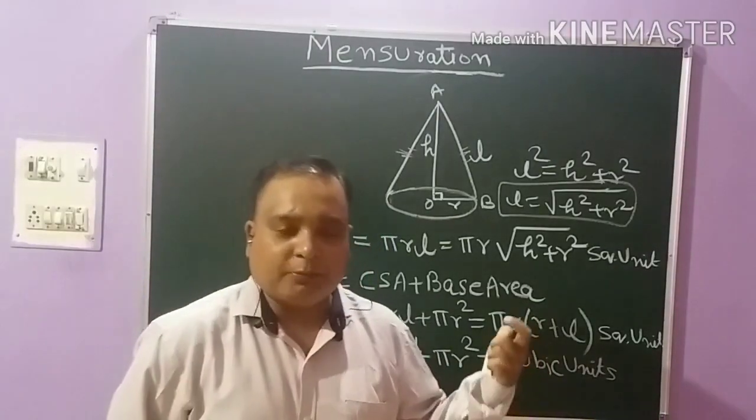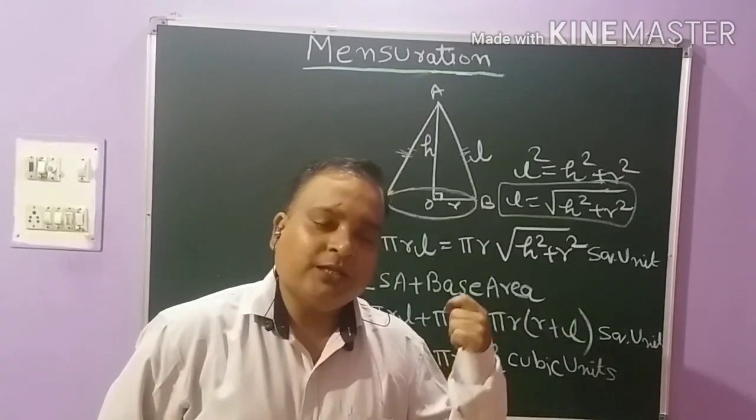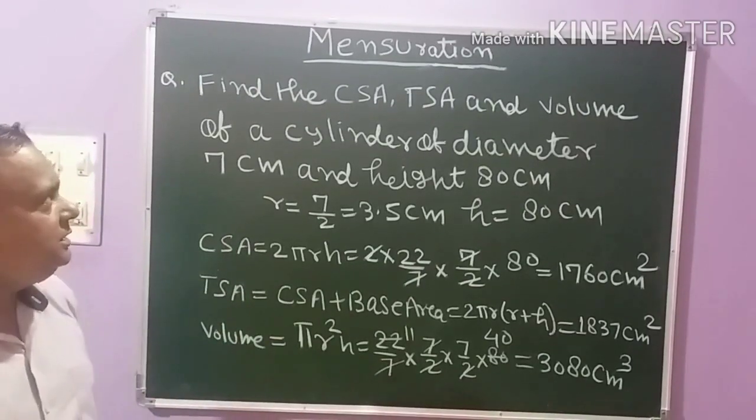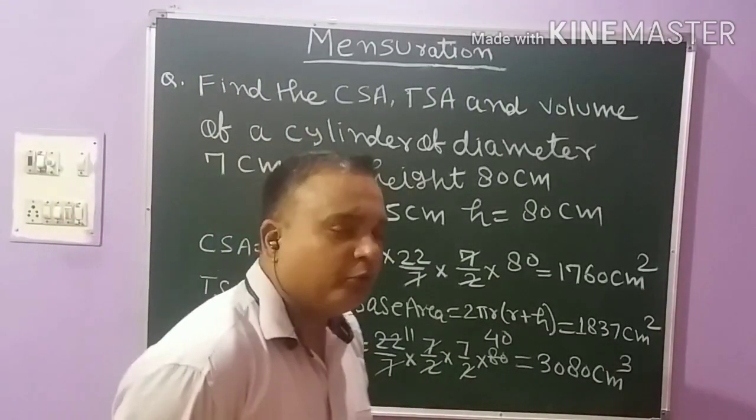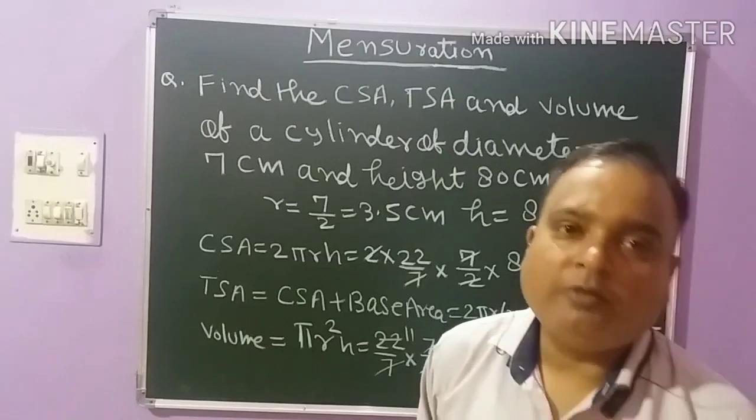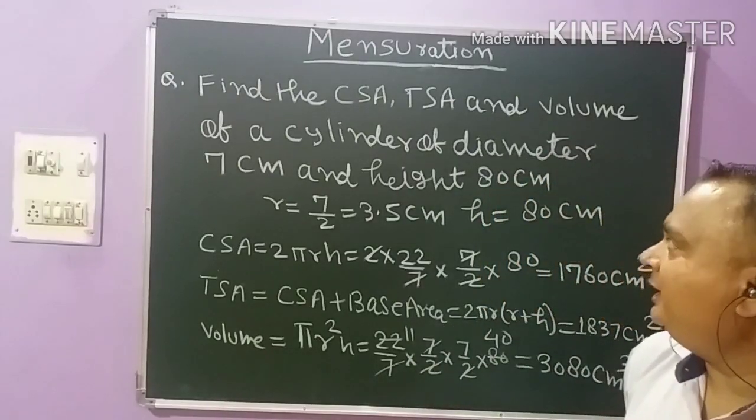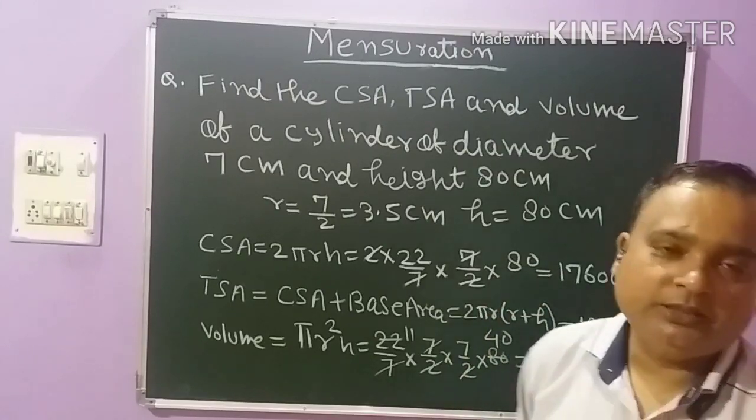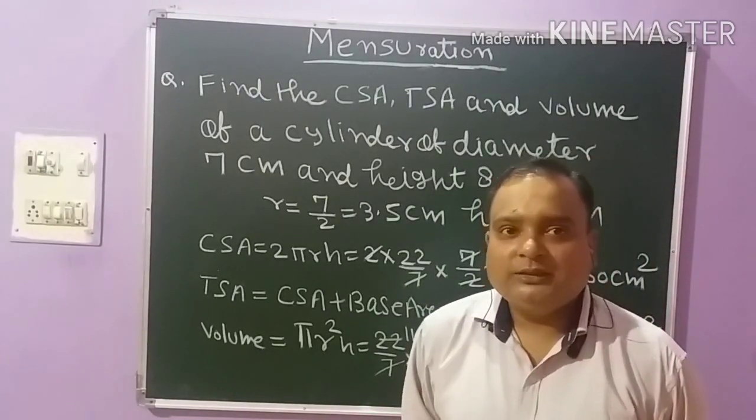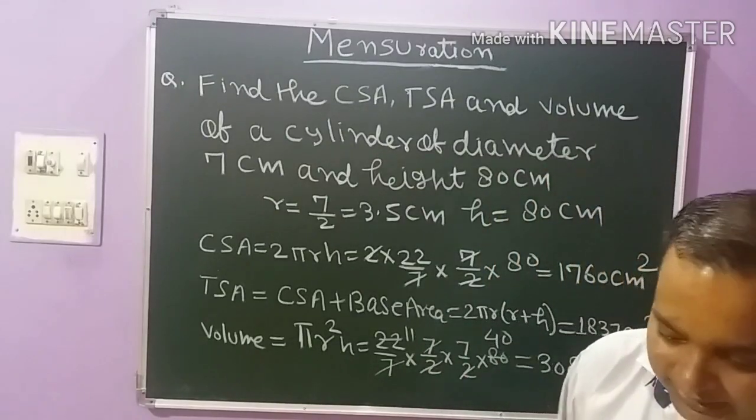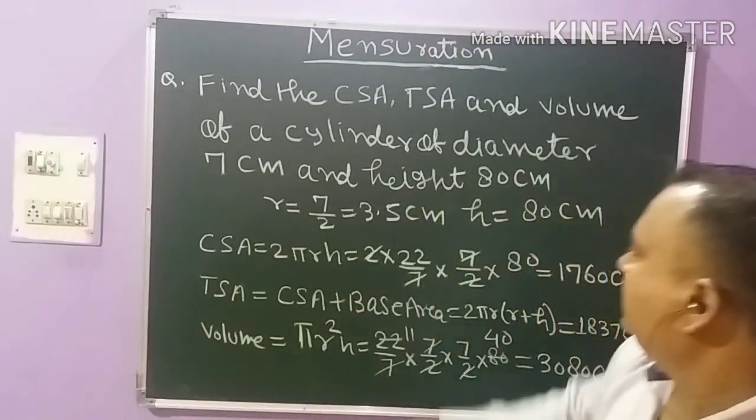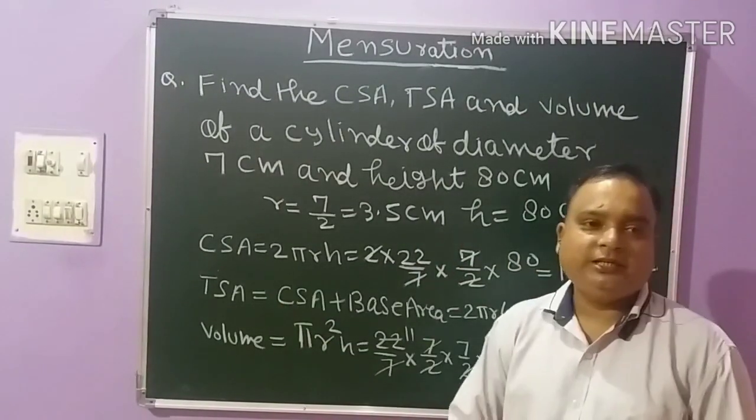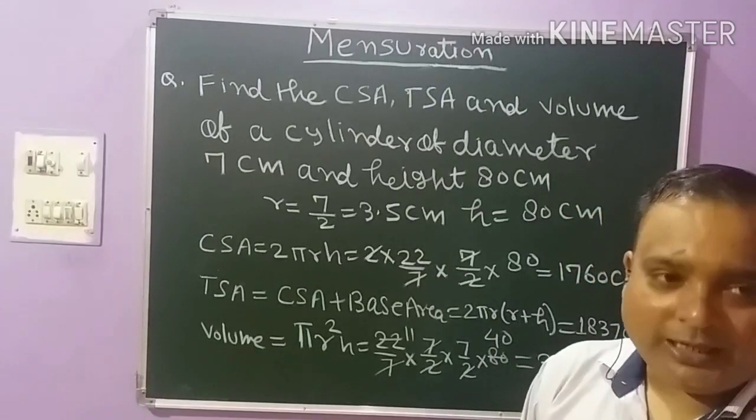Now we solve some problems related to cone and cylinder. Now the question is, find the curved surface area, total surface area and volume of a cylinder, where the diameter of the cylinder is 7 centimeter and the height is 80 centimeter. We have given the diameter, so the radius will be 7 by 2, and height is given, that is 80 centimeter.